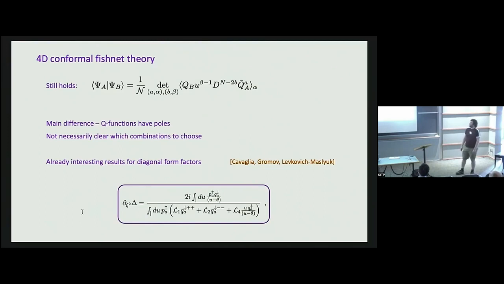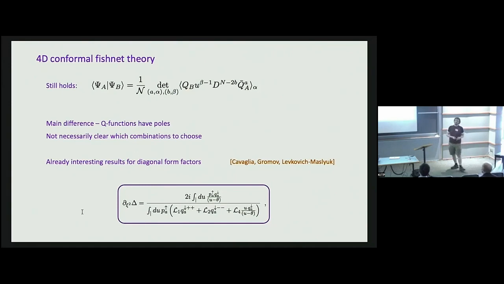Remarkably, or maybe not remarkably if you believe in integrability, all of this still works. You can compute the scalar product between two states in the fishnet theory, which corresponds to a two-point function, again just as a simple determinant of the Q functions. The only difference, which makes things a little bit more tricky, is that all of the Q functions now start to have poles. But this is really more of a technical difficulty. It's not really conceptual. And furthermore, because of these poles, it's not always clear which combinations to choose to make this expression particularly nice to evaluate.